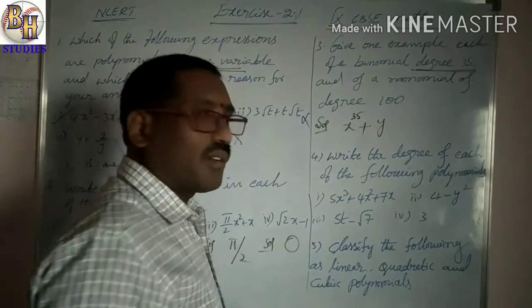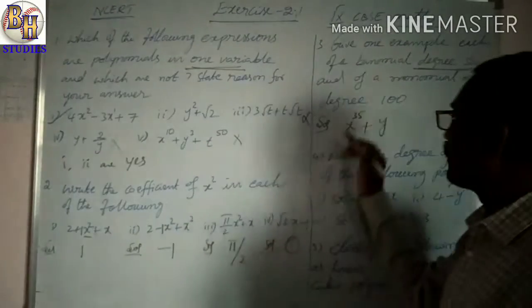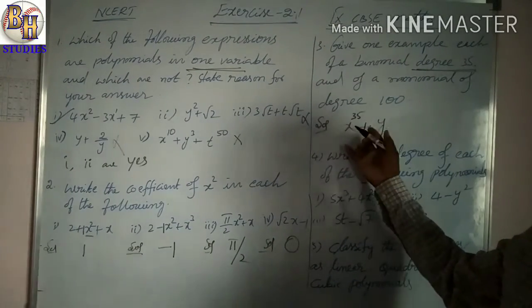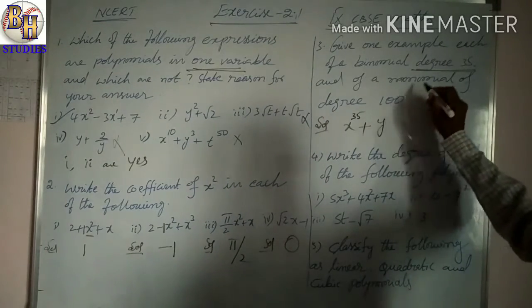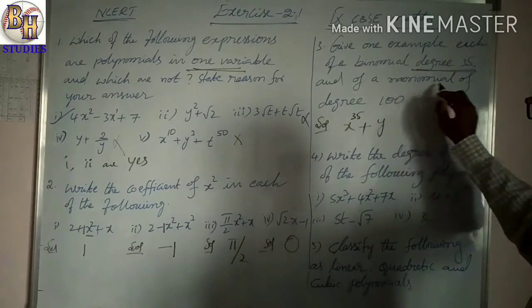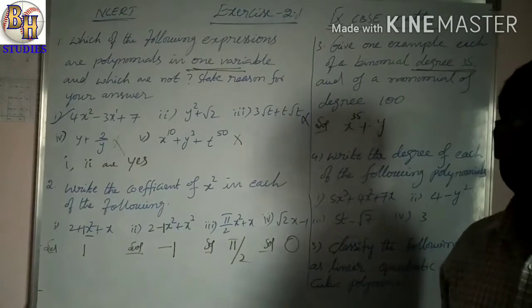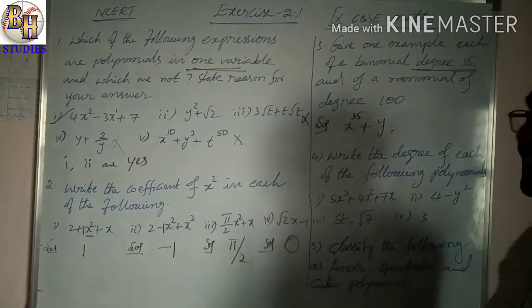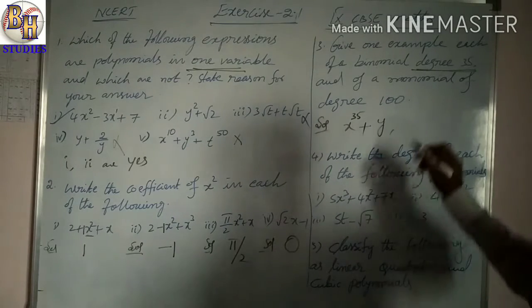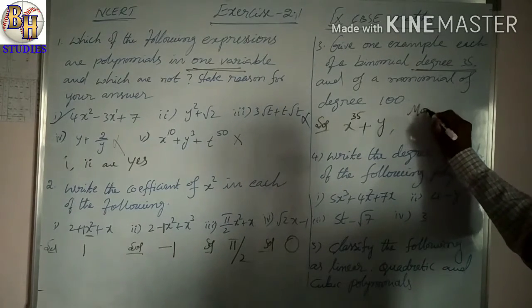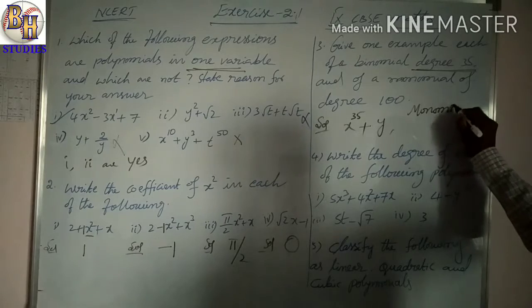Either x power or y power, anything you can keep. What is the degree of this polynomial? 35. That's it. Next, another example. Write a monomial of degree 100. Now, degree, here monomial is asked. What is that monomial?